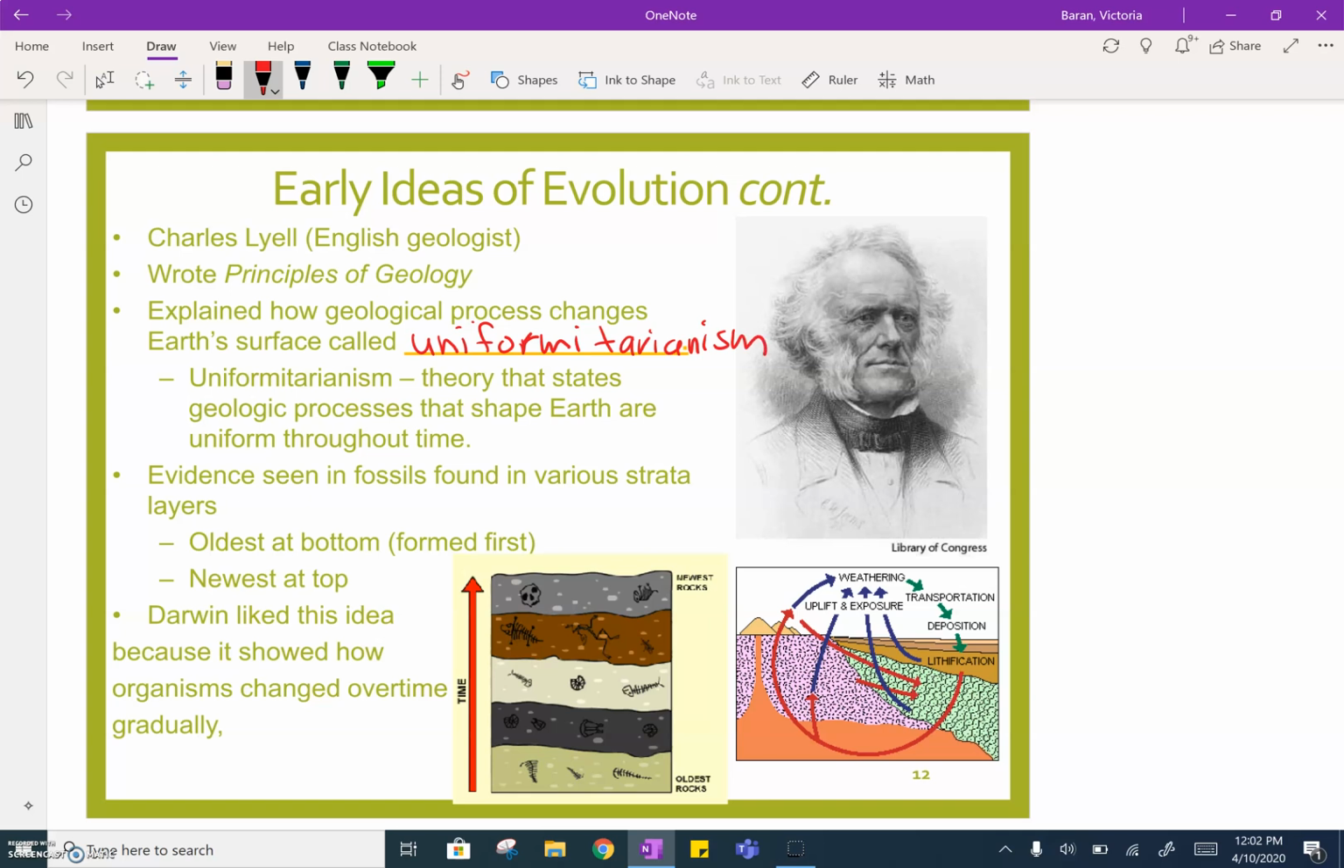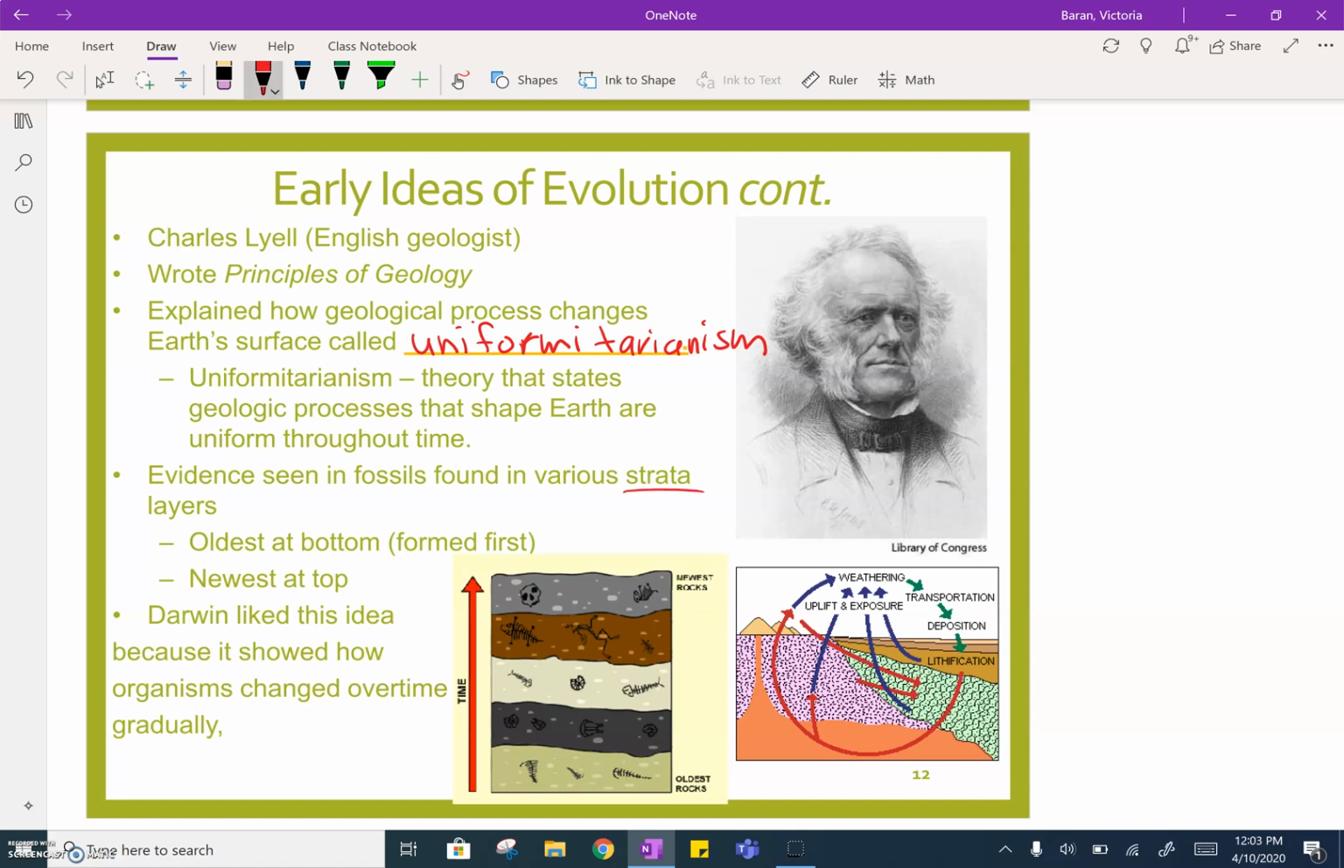So, really long word, but this is an idea, or a theory, that states geological processes that shape Earth are uniform and constant throughout time, meaning that the processes, the rock cycle of rocks eroding and weathering because of things like wind and rain, and then sediments being deposited and forming rock layers, has been the same throughout time. And we can find evidence in certain fossils and various strata layers.